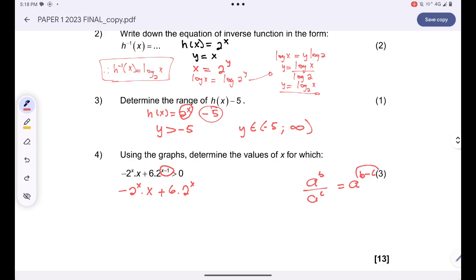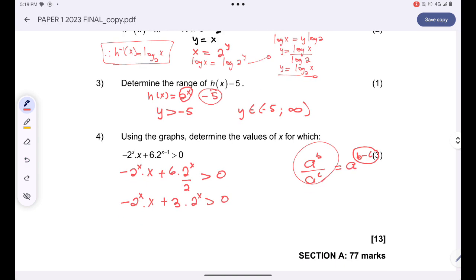If I want to separate my exponents, I just need to apply this law. Né? So over there, I had 2 to the power x minus 1. That means I must divide there by 2. And then the answer on the other side will be greater than 0. I'll simply have negative 2 to the power x multiplied by x plus 6 divided by 2. This will just give me 3 multiplied by 2 to the x. And I still have greater than 0.